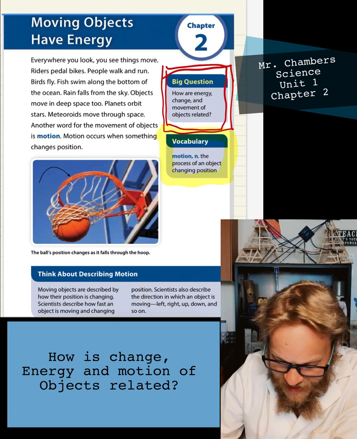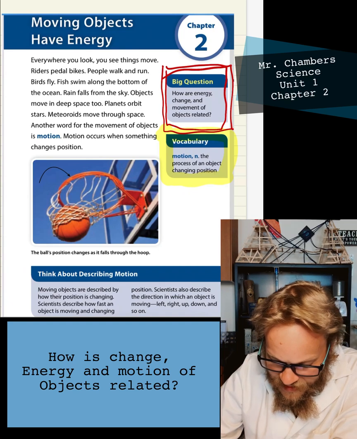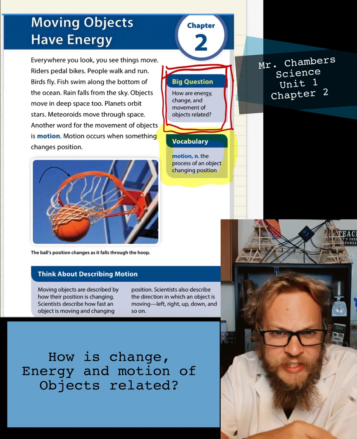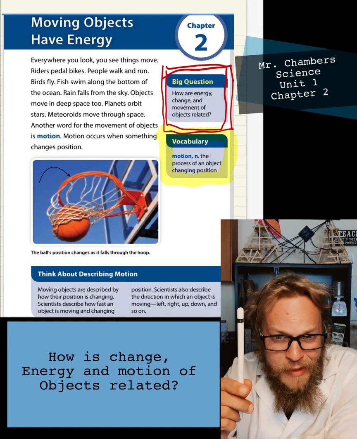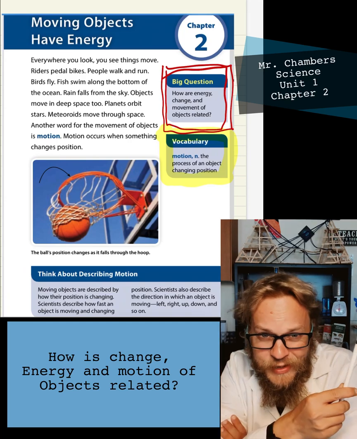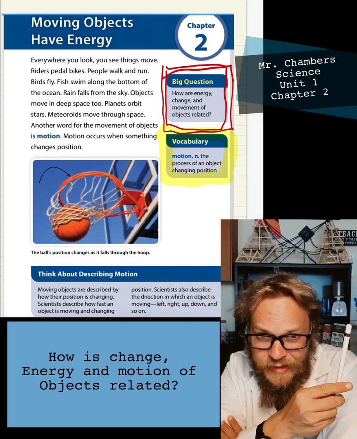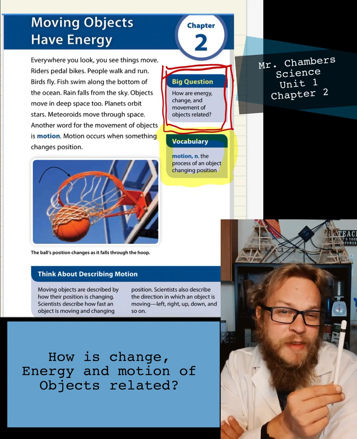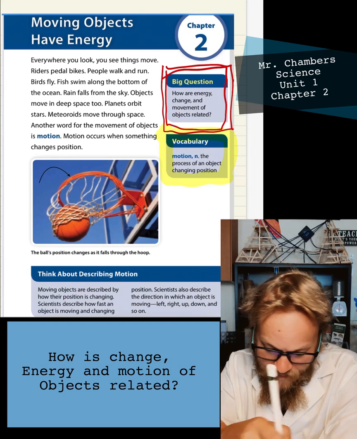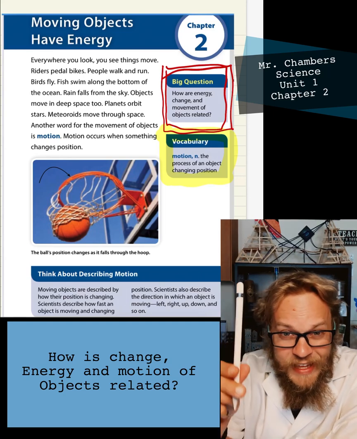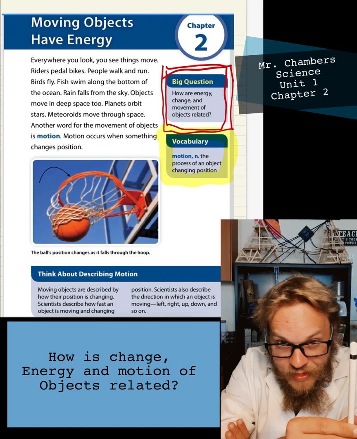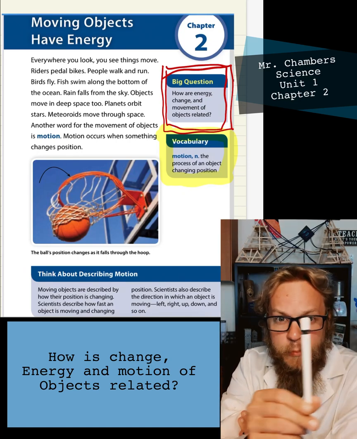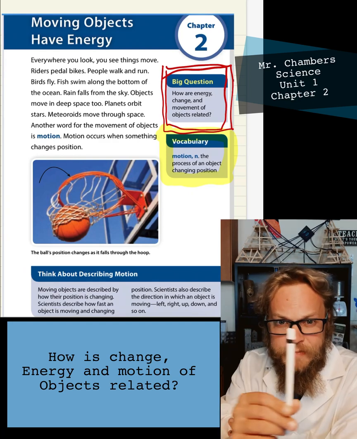Motion is a noun. The process of an object changing position. So when an object changes position, such as my pen moving from over here to over here, it's in motion. When it stays put, it's not in motion. It's in a position. Okay? So motion, the process of any object changing position from one position to the second position. It's moving. It has motion. Okay?